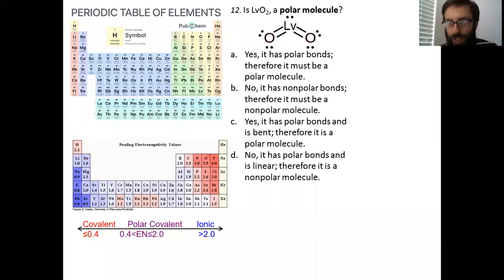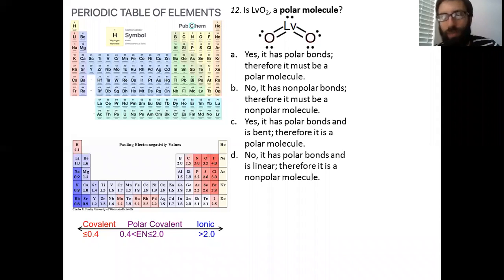All right, so this is a continuation of the exam key. We're on number 12. Is the molecule livermorium oxide polar? And so the first thing to figure out is, do we have polar bonds? All polar molecules have polar bonds, remember, but not all polar bonds give rise to polar molecules.